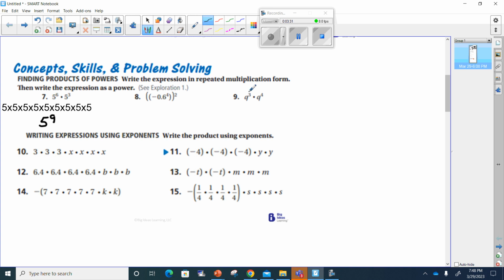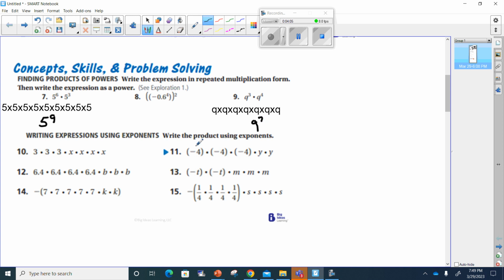This is q to the 3rd power times q to the 4th power. I'm going to go back right over here and say this is really q times itself 7 times. So I've got q times q times q times q times q times q times q, and I believe that's 1, 2, 3, 4, 5, 6, 7 times. Or I could simply write q to the 7th power.